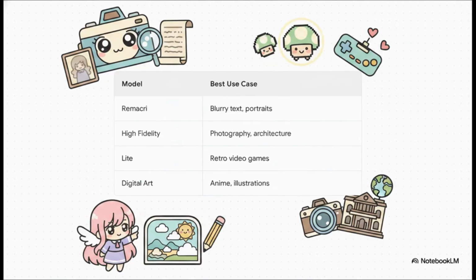If you're reviving an old portrait or dealing with blurry text, Remacry is incredibly effective at preserving natural background blur while sharpening facial features. For realistic photography and historical architecture, high fidelity is your go-to. If you're a gamer upscaling retro video game screenshots, light is insanely fast and super effective. And for anime or digital illustrations, the digital art model smooths outlines and keeps all those colors perfectly vibrant.